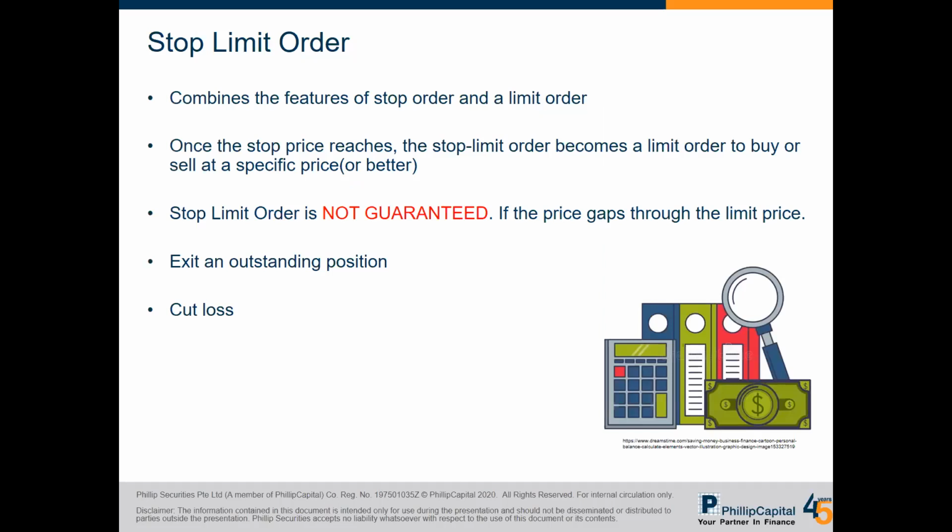The next one is the stop limit order. It combines the features of a stop order and a limit order. Once the stop price is reached, the stop limit order becomes a limit order to buy or sell at a specific price or better. A stop limit order is not guaranteed if the price gets through the limit price. This is usually used to exit an outstanding position, more like a cut loss.